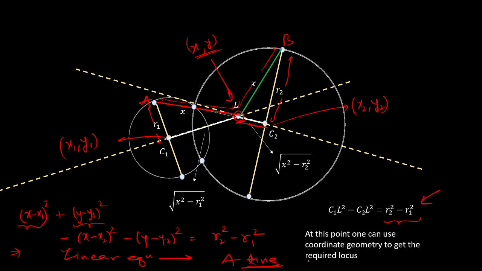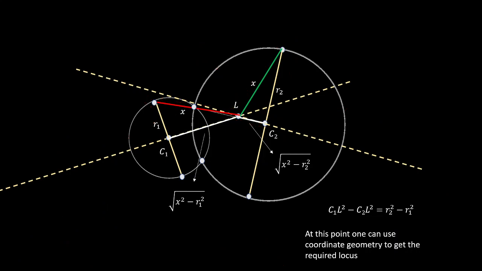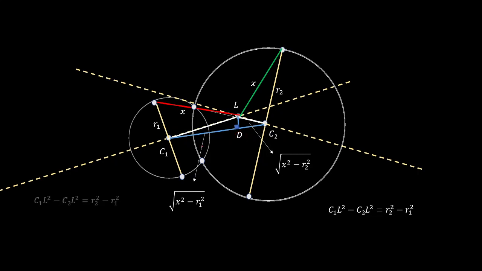But as soon as you start doing algebra, you lose the connection with geometry. So I will show you geometrically what is that line which we are thinking about here. To figure out that line, I am joining this C1 and C2, and then I am drawing a perpendicular from L to this line C1C2, and then I am rephrasing the equation. Let's call this point D, and then I write C1L square minus C2L square is equal to r2 square minus r1 square as before, the condition which will give us the locus.